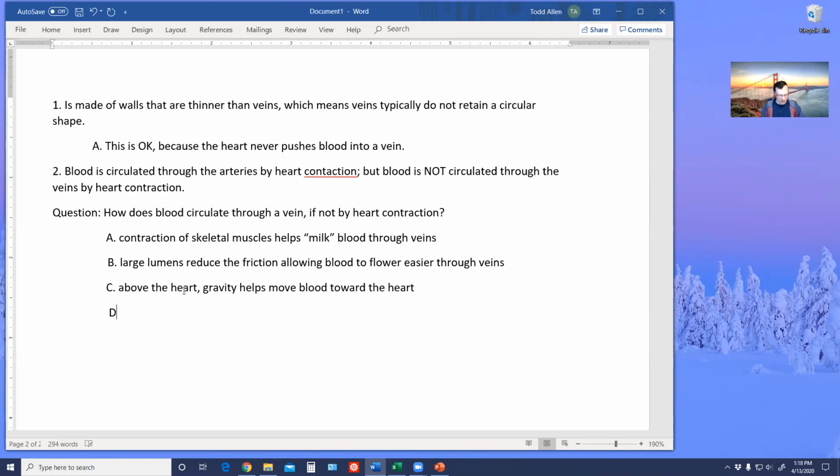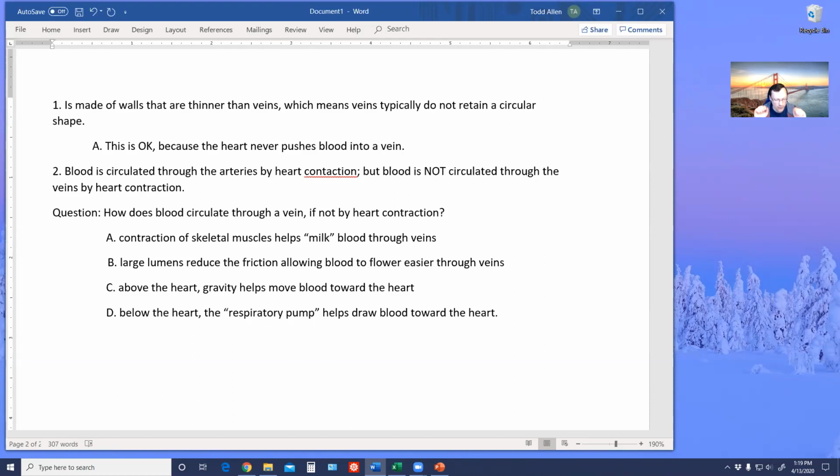Now, obviously, gravity is going to work against us when we're talking about moving blood in a vein that's below the heart, right? That's going to work against us. So below the heart, we rely on the skeletal muscle contraction, the large lumen, and also something called the respiratory pump. Below the heart, the respiratory pump, okay? The respiratory pump helps draw blood toward the heart, okay?